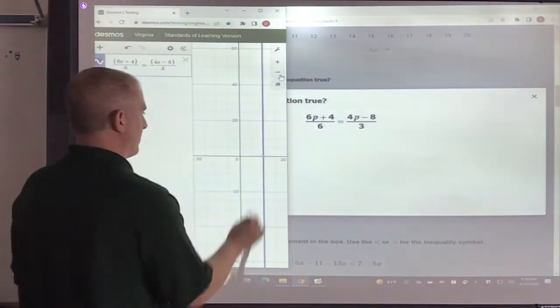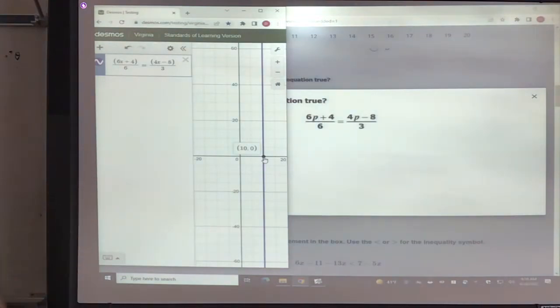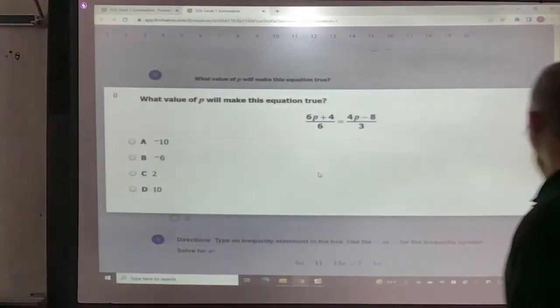I'm going to have to zoom out a little bit so I can see. I click there. I find out the answer is 10. Okay. Which 10 would be letter D.